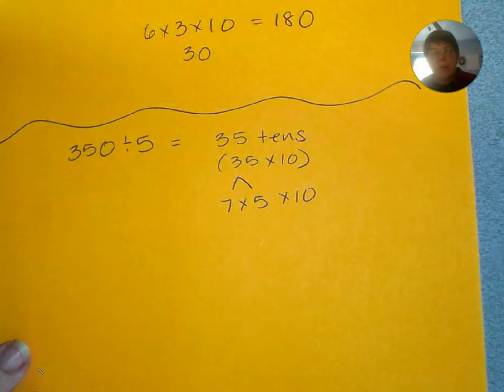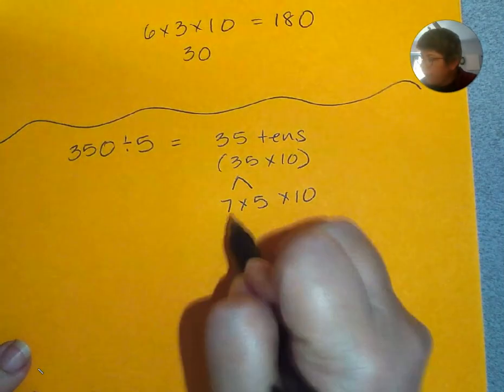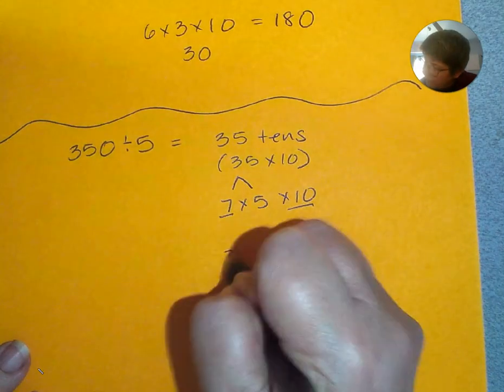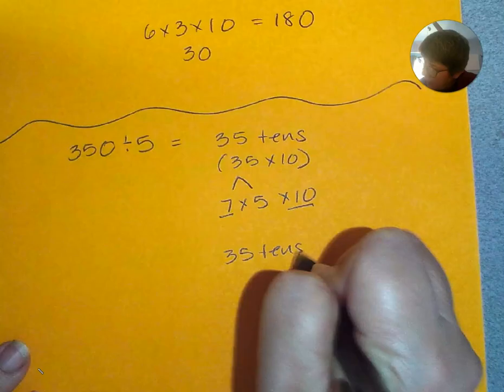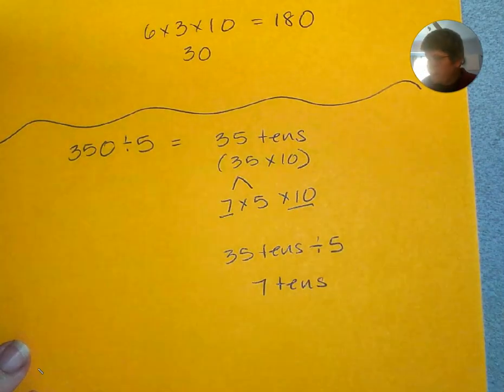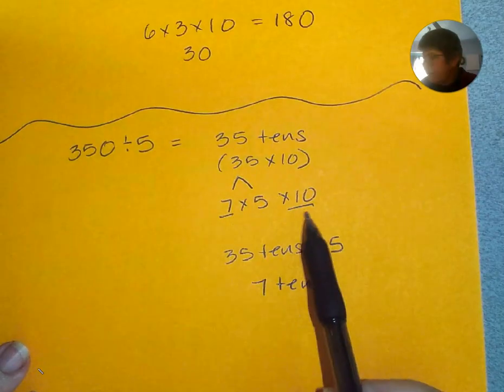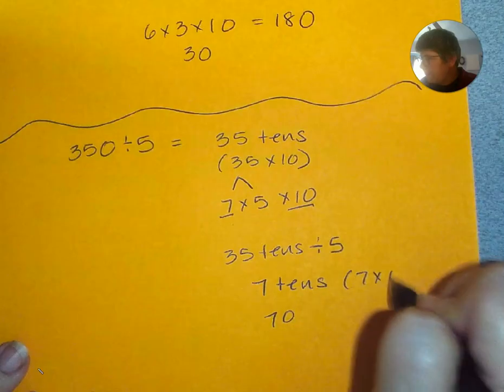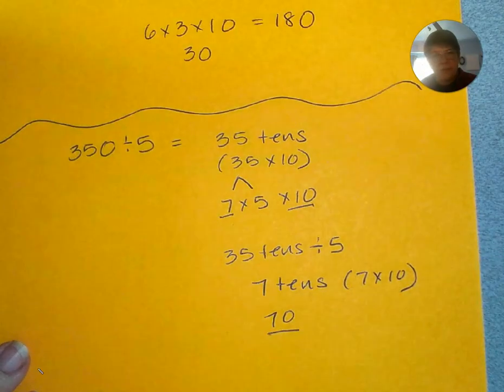But I'm dividing by 5. Since I'm dividing by 5, I'm going to have what's left over there, right? 35 tens divided by 5 is 7 tens. 7 times 10. 7 tens is the same as 70. And that is my answer, okay?